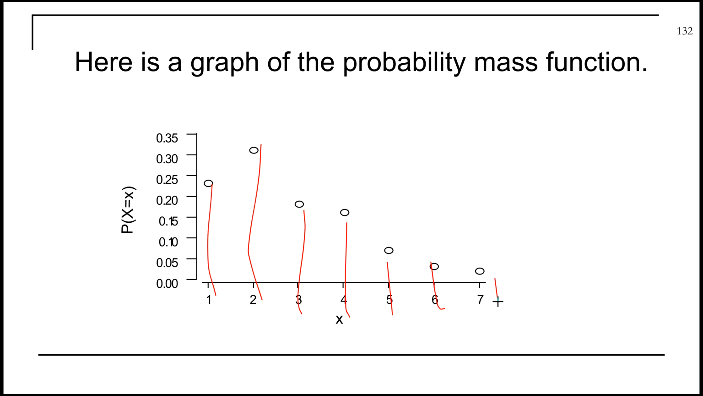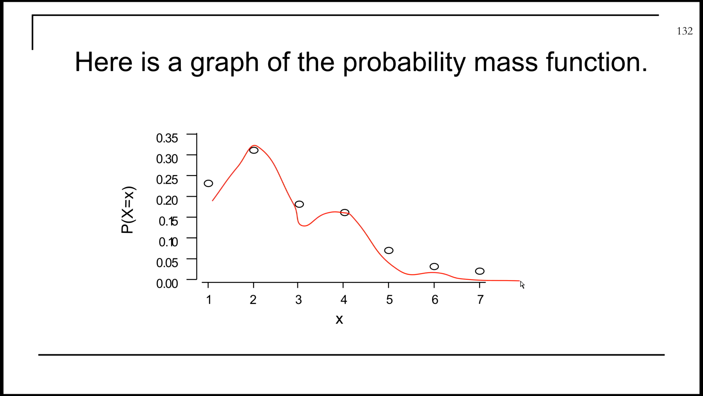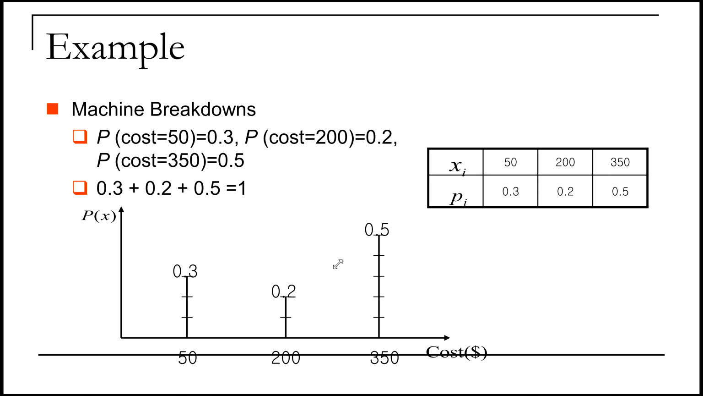We don't ever want to connect the dots, even though you have a huge urge to connect the dots. We don't connect the dots because that gives you an idea that, hey, there are values in between. And it's a discrete random variable. It only takes values. We'd say it has mass at just a few discrete points. So we never want to connect the dots here.